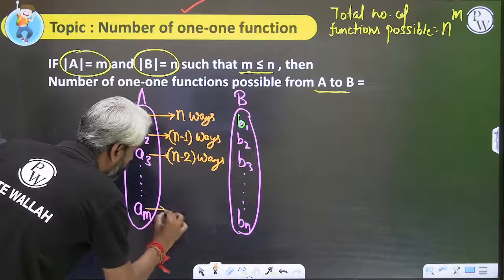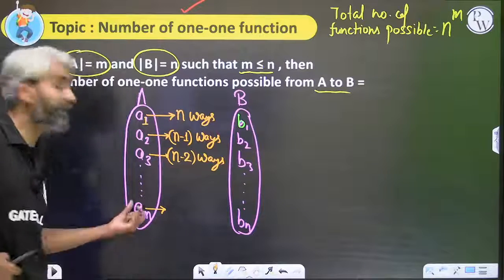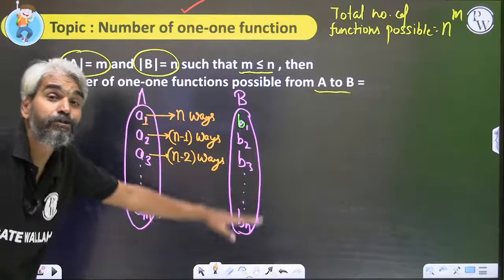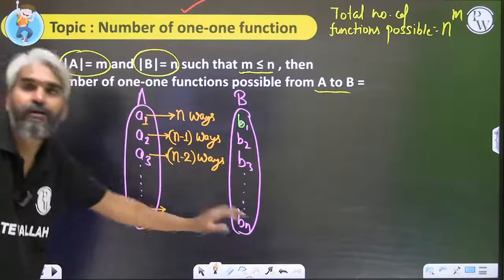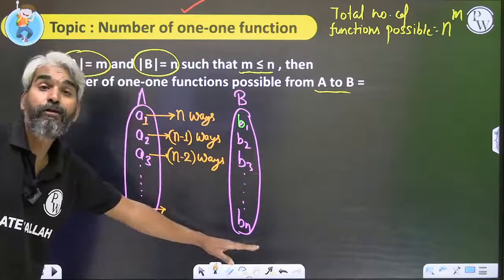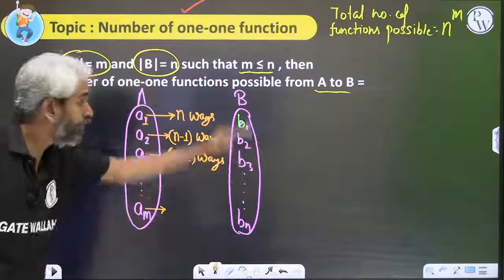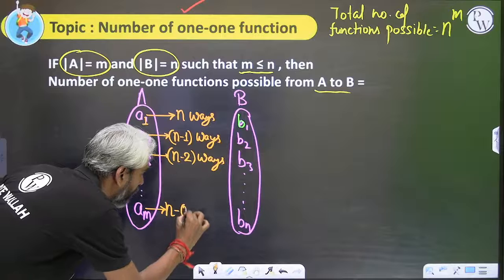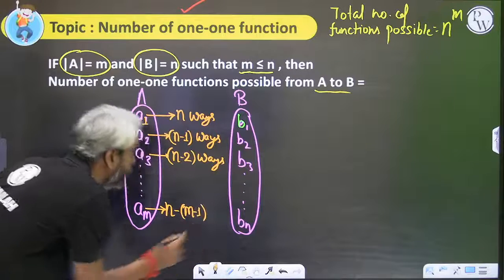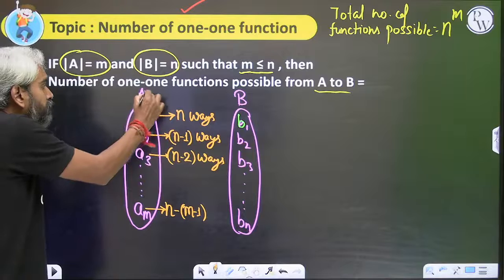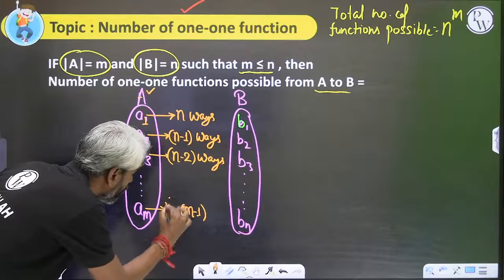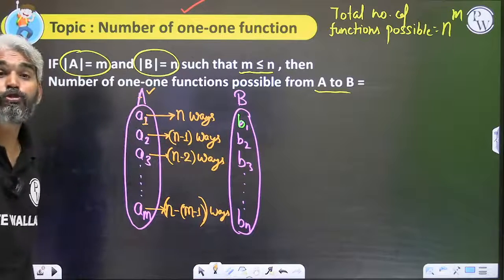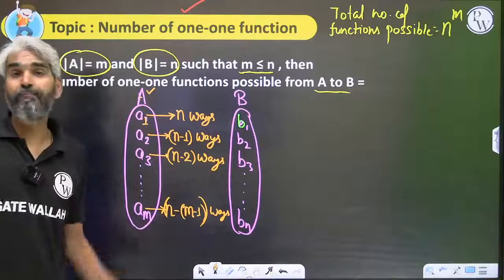Now, sir, how many choices will be there for the last element? Sir, there are m elements in set A. We have already mapped m minus 1 elements of the codomain. So, out of n, we have already mapped m minus 1 elements, with the remaining elements of the domain. So, for the last element, you will have n minus m minus 1 choices.